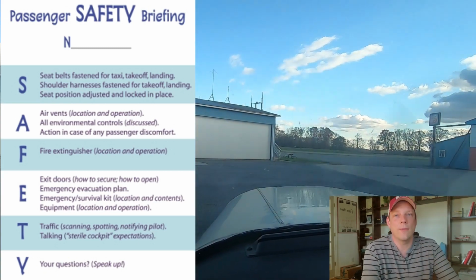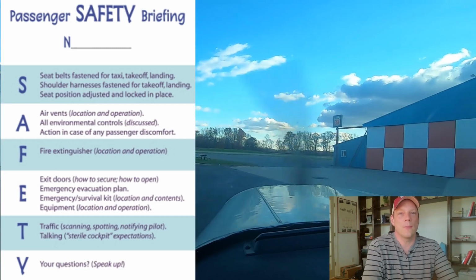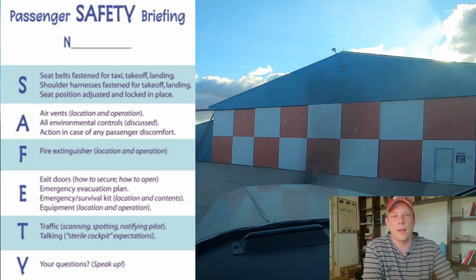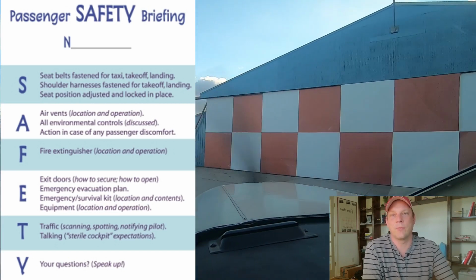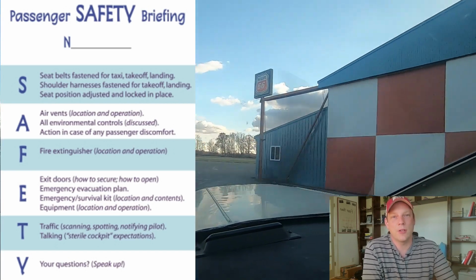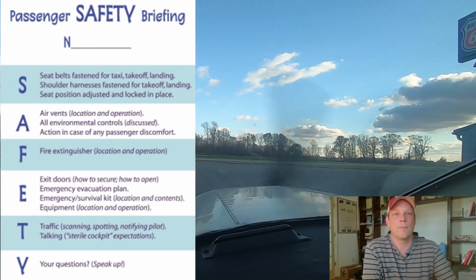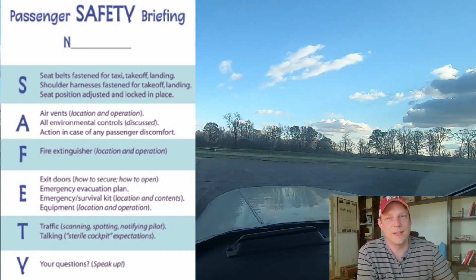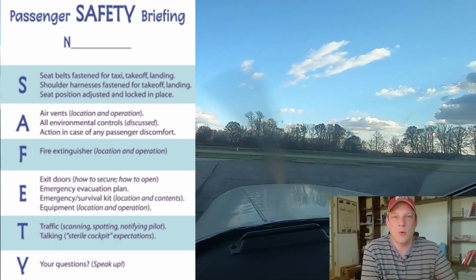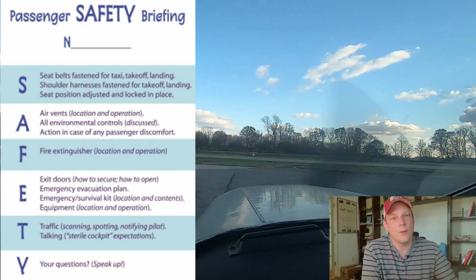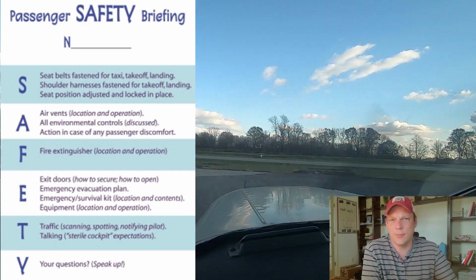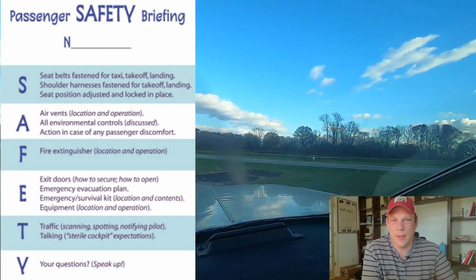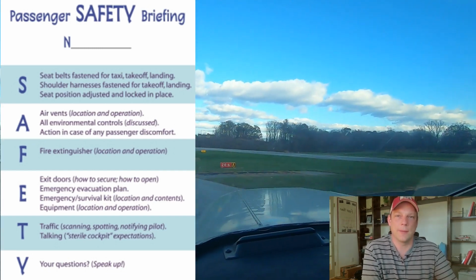The next one is F for fire extinguisher. You can tell the passengers where it's at and how to use it in the unlikely event that it's necessary. E is for exits, emergency planning, kits, and other equipment. Your passengers are going to need to know where the doors are, right? This isn't a 747, but some doors can be tricky to operate. And then you can brief your passengers on some emergency plan, if you have any special survival equipment on board or supplementary equipment that will be used on the flight.